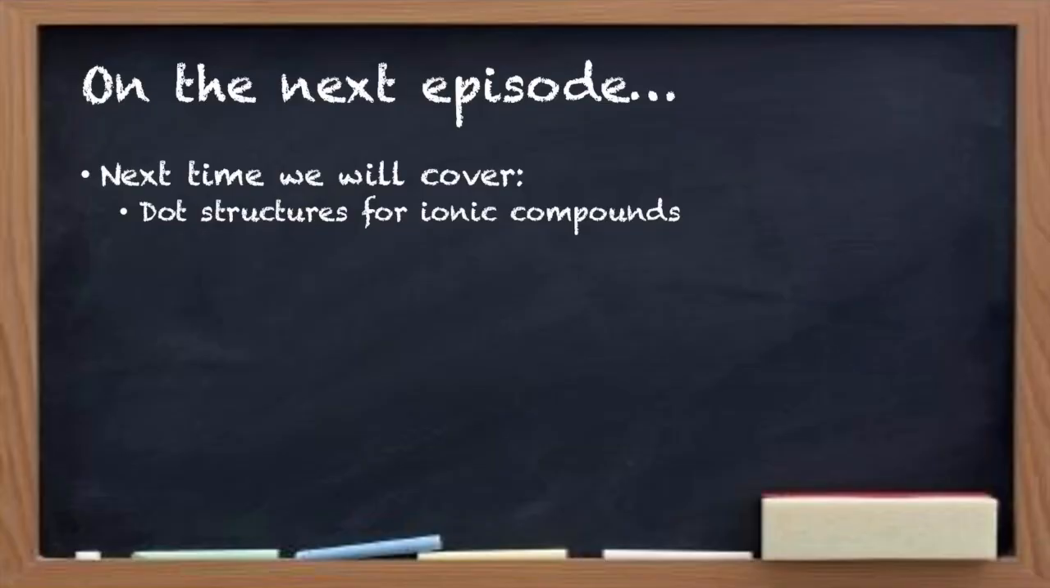On the next video, we're going to cover how to draw dot structures for these ionic compounds. So this gives us another chance to revisit naming, and now that we have a name and a formula for a compound, we're going to figure out what it actually looks like. So we're going to use what we learned about these dot structures for atoms and ions and use them to form these ionic compounds.